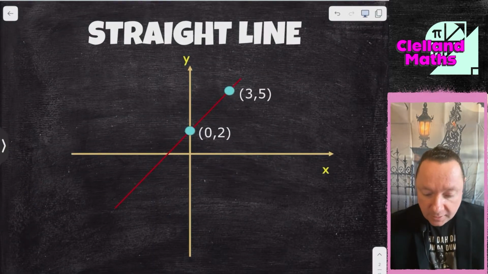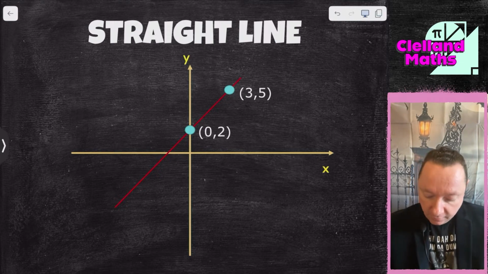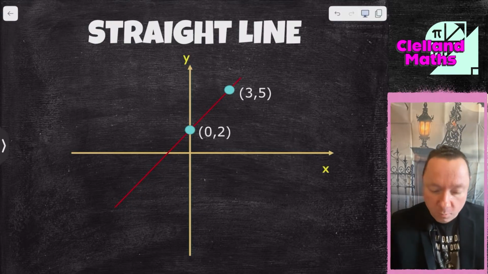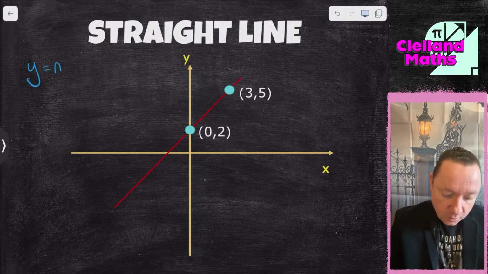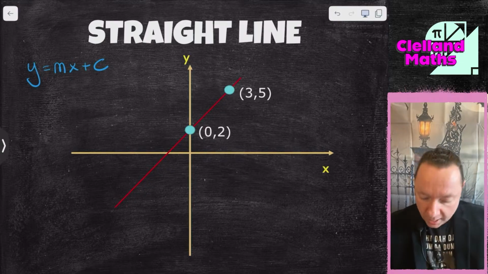So here is basically a straight line, and I've put 2 points on it, (0, 2) and (3, 5). Now, the first main thing you need to know about the equation of a straight line is its standard form is y equals mx plus c. It's not the only form, but it is the standard form. And m stands for the gradient, and c stands for how it cuts the y-axis.